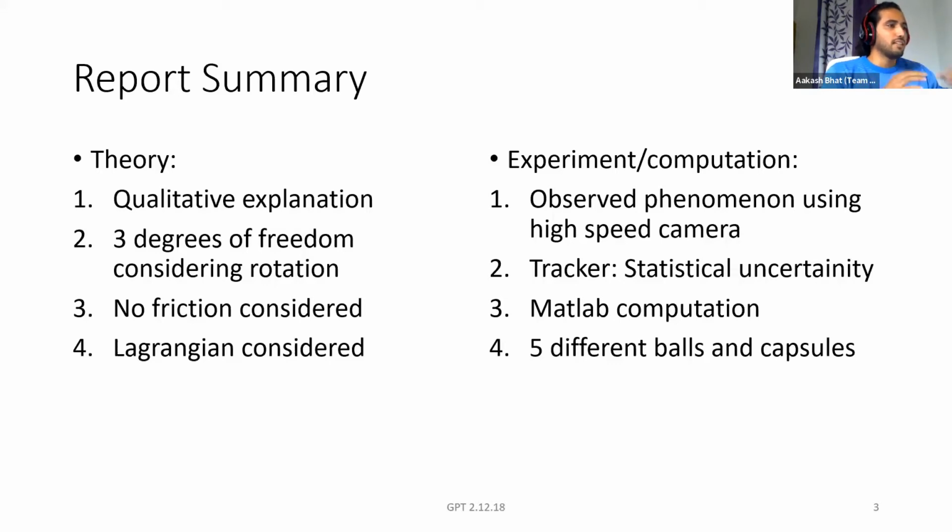I also like that you had the MATLAB computation, which they did, and I think that it was a bit unclear, but they used 5 different balls and I think 5 different capsules. For the theoretical part which came then, they had a qualitative explanation of the phenomena, okay, with the free body diagrams and stuff like that. Then they said that, okay, we have 3 degrees of freedom, if we consider the rotation of, let's say, the ball, and then we consider the rotation of the capsule.